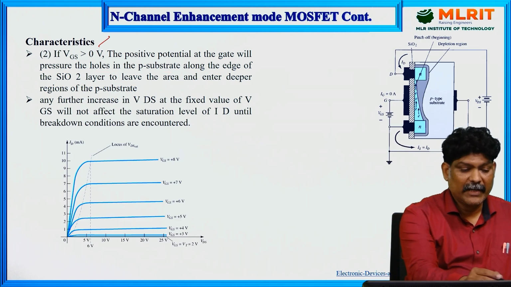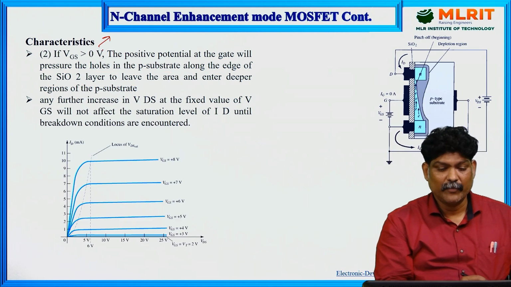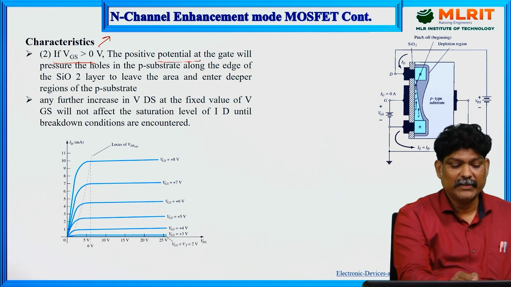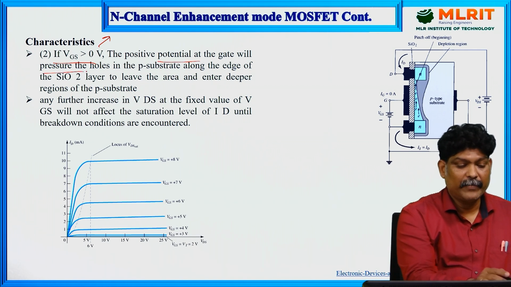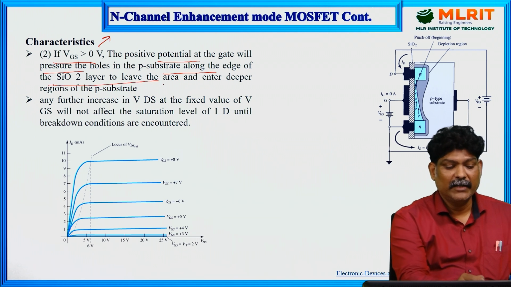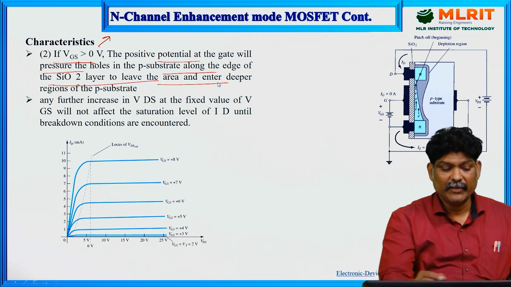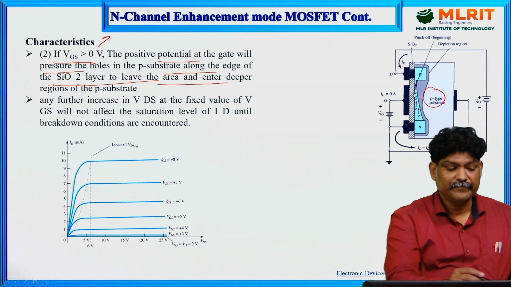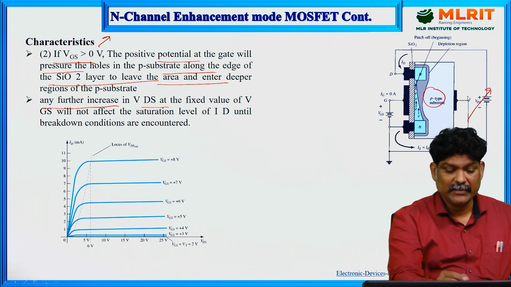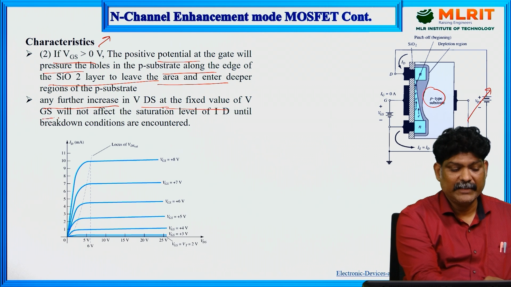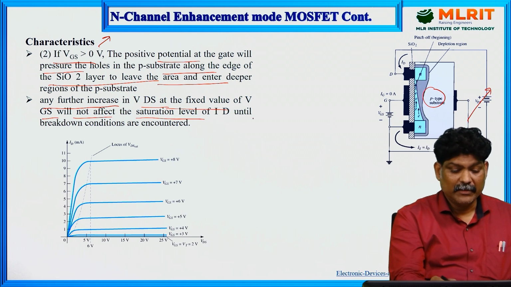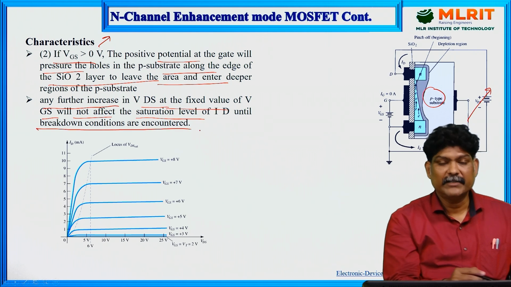Now coming to the characteristics of this enhancement type MOSFET. If VGS is greater than 0, the positive voltage at the gate will pressure the holes in the P substrate along the edge of the SiO2 layer to leave the area and enter into the deeper regions. Any further increase in VDS, the drain to source voltage, at a fixed value of VGS will not affect the saturation level of ID until breakdown conditions are encountered.